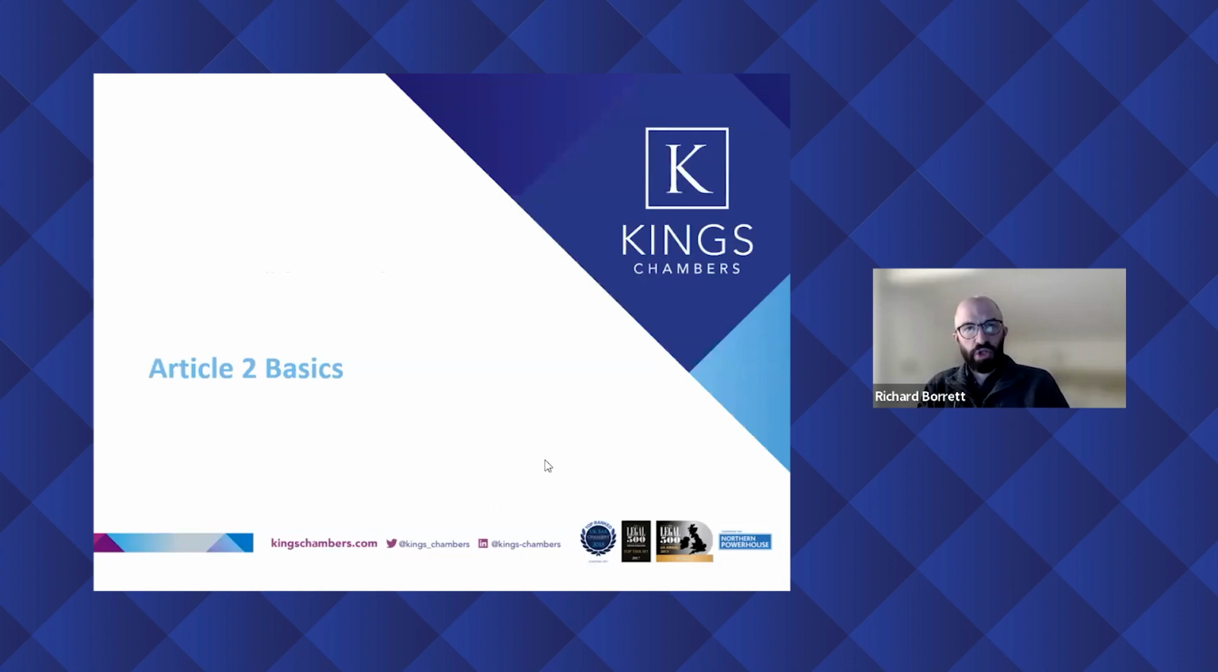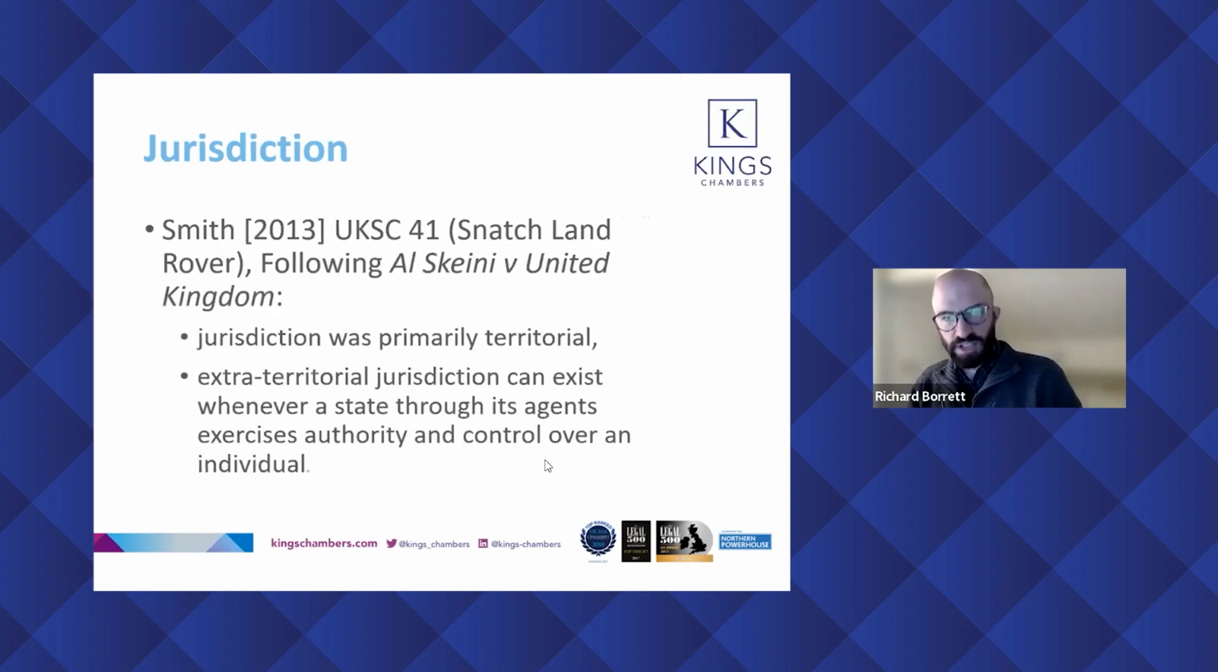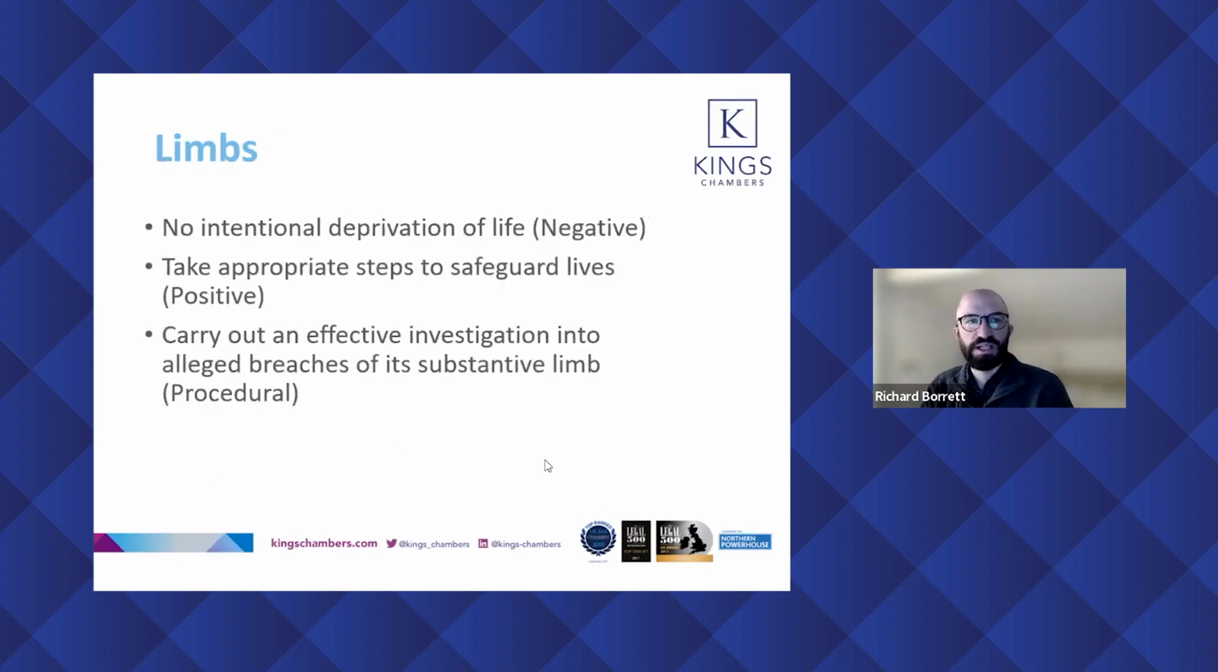So Article 2, I'm going to cover fairly briefly because, as I said earlier, it's a very big topic. Article 2 is, as I'm sure you appreciate, the right to life. That's just a case which you can look at about the jurisdiction of Article 2. It's not usually going to arise in our sorts of cases. It has 3 limbs. It's sometimes looked at in different ways. My view is to look at it in terms of 3 limbs.